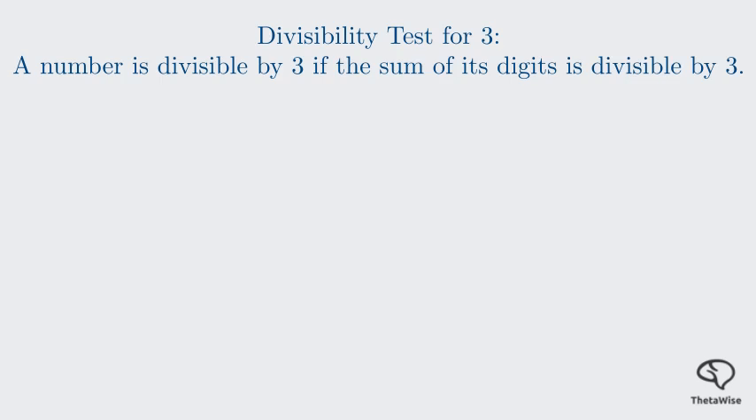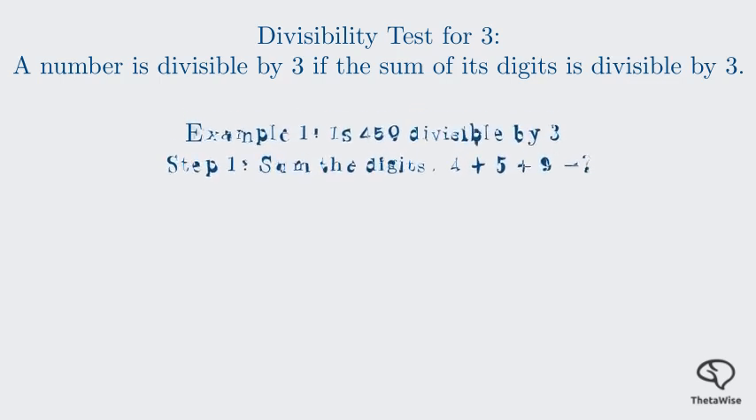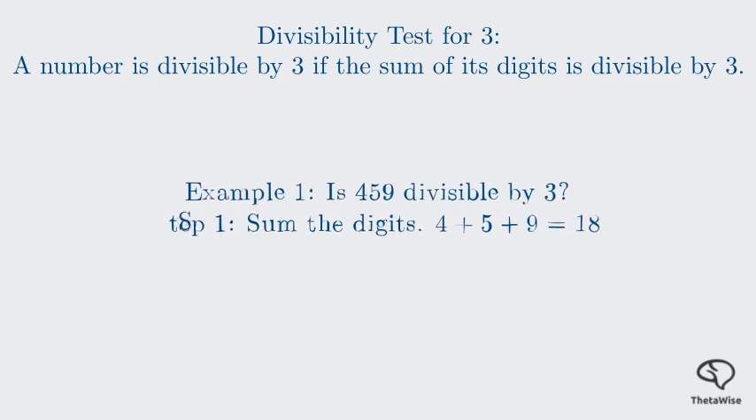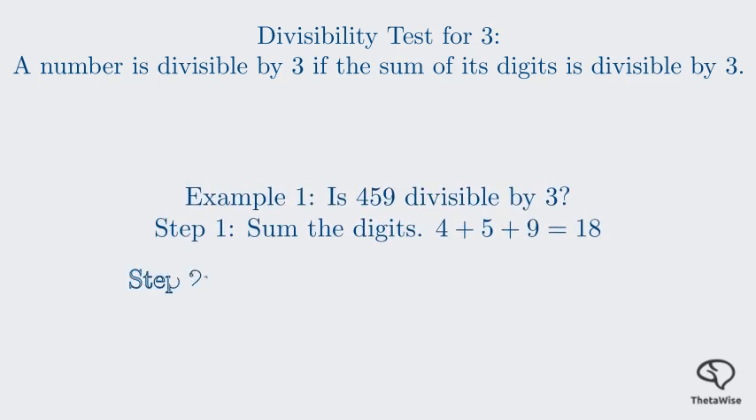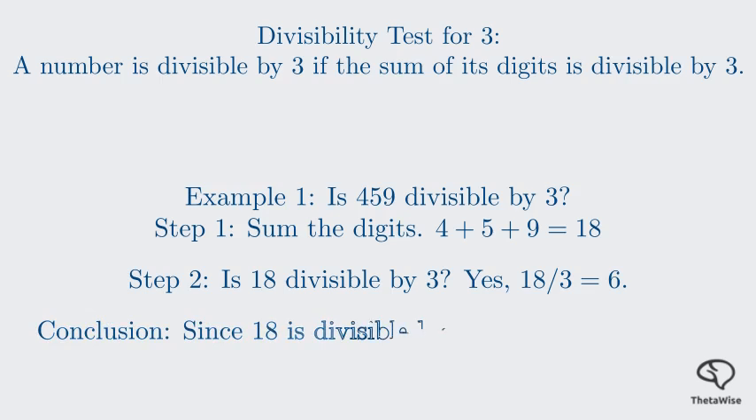Let's try an example. Is the number 459 divisible by 3? First, we find the sum of its digits. We add 4, 5, and 9 together. 4 plus 5 is 9, and 9 plus 9 is 18. So the sum of the digits is 18. Now, we ask, is 18 divisible by 3? Yes, it is. 18 divided by 3 is 6. Since the sum of the digits, 18, is divisible by 3, the original number, 459, must also be divisible by 3. Let's check with a calculator. 459 divided by 3 is 153. It works.